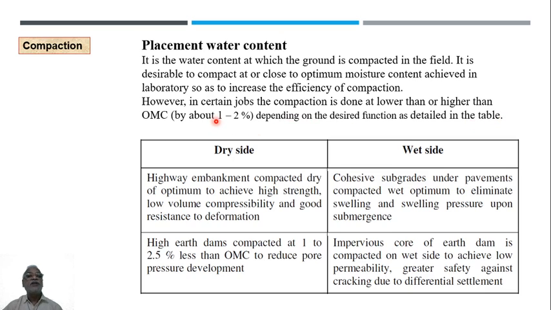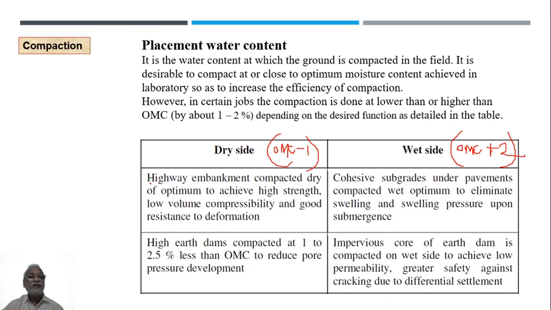So on the field, sometimes it will be made less or more, right? Why so? It is described here. Dry side in the sense 1 or 2% less than the OMC. Wet side means it will be slightly more than the OMC. So if I write here, the water content on the dry side will be OMC minus 1 or 1.5%. Here it will be OMC plus 1 or 2%. Okay, I think you can understand this.